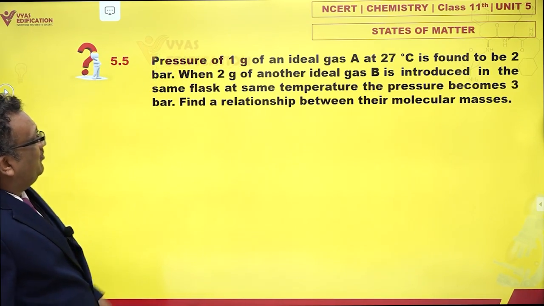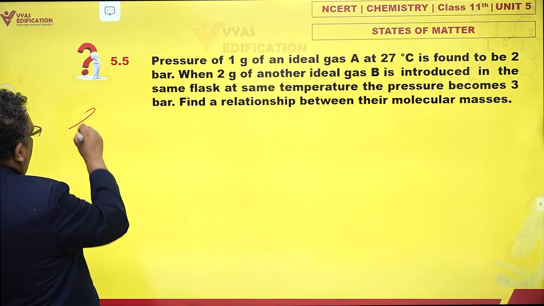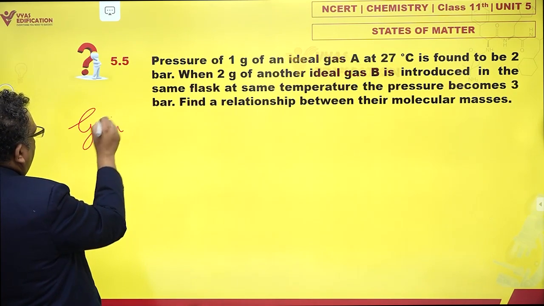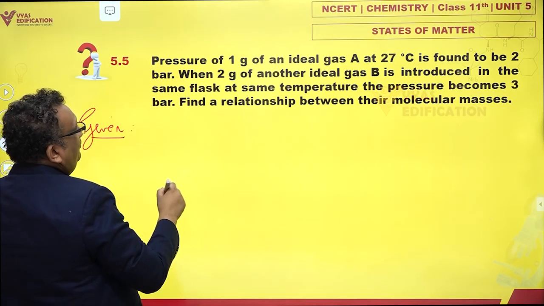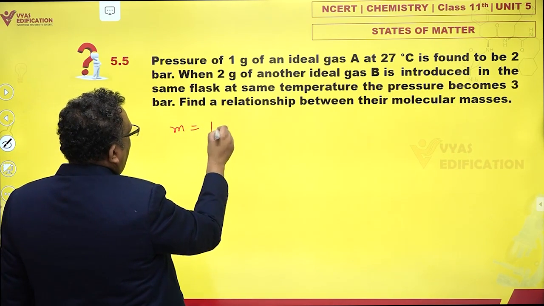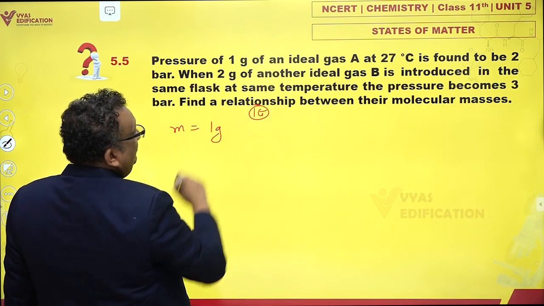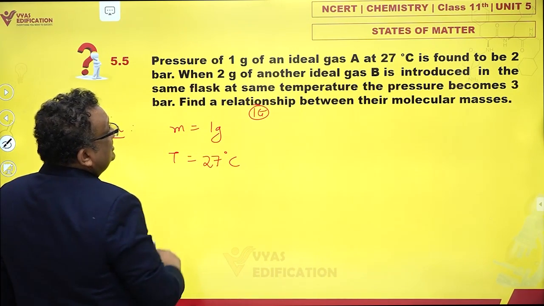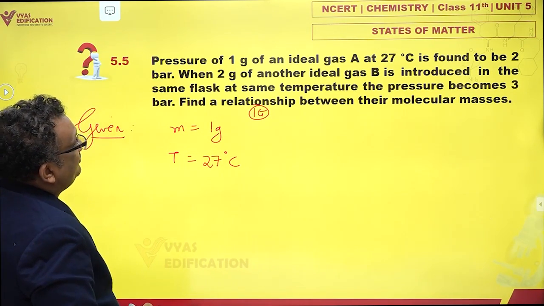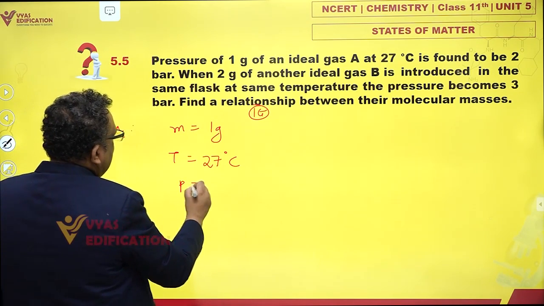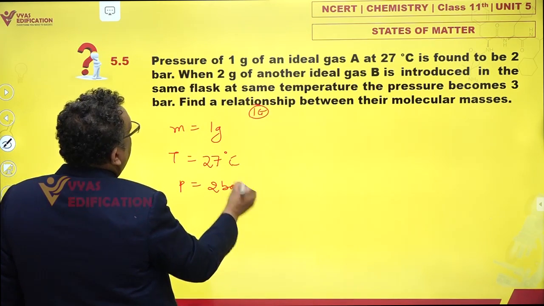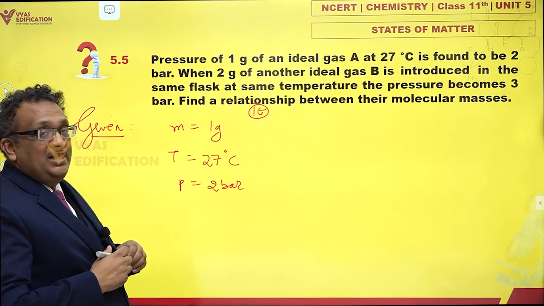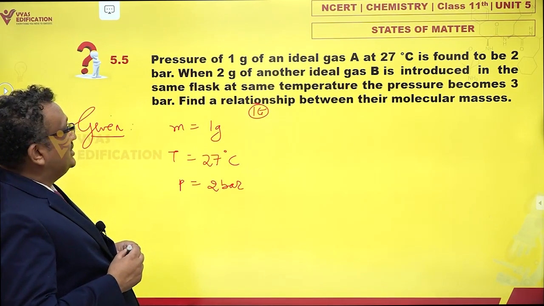Pressure of 1 gram of an ideal gas. Let me note down what is given. Mass is 1 gram. Ideal gas is given. Temperature is 27 degrees Celsius. Pressure is found to be 2 bar. Very good. When another 2 grams of an ideal gas B is introduced in the same flask.